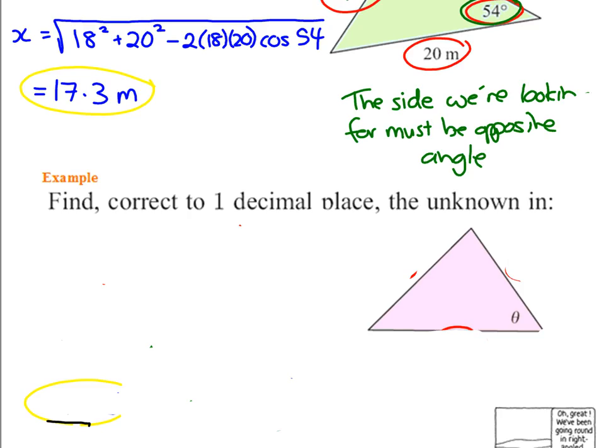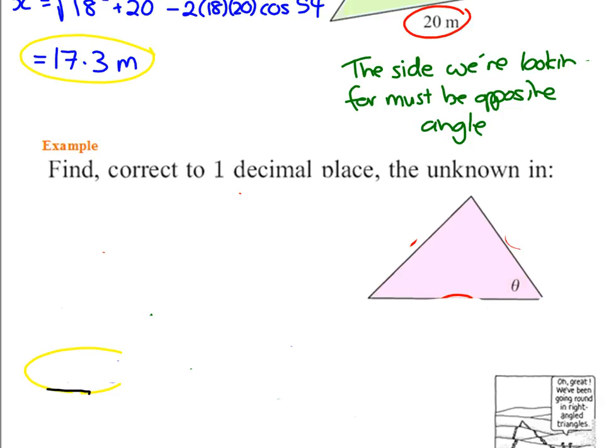Find, correct to one decimal place, the unknown in this little example. And what did they give us? They want us to find theta. I'll call that A. They told us that this was 7 meters and this was 9 meters, and theta, so it's three sides and an angle. I like to circle my angle in a different color. Three sides and an angle.